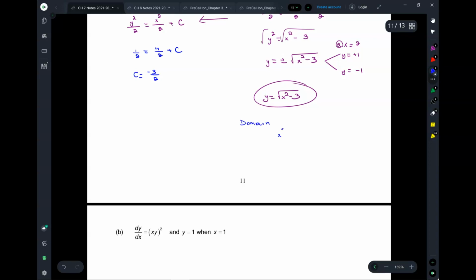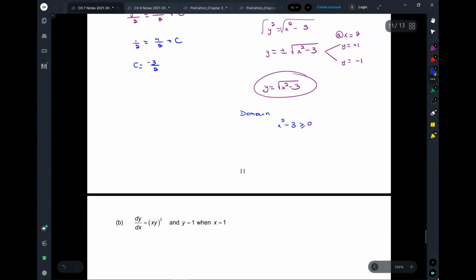For the domain, I know that x squared minus 3 has to be greater than or equal to 0. Now, if this was a linear term, like x minus 4, you would just say x is greater than 4 and be done with it. But since it's a non-linear quadratic term, we have to do a sign chart.